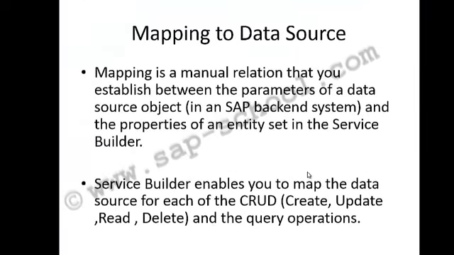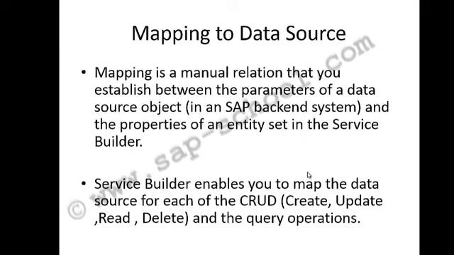After that we have the mapping to the data source. So what is my mapping? So mapping is a manual relation that we establish between the parameters of a data source object and the properties of an entity set in the service builder. So using the mapping, we are basically defining the links, the mappings between the SAP backend system and the properties of my entity set. So my service builder will enable me to map the data source for the operations like create, update, read, delete, and the query operation.